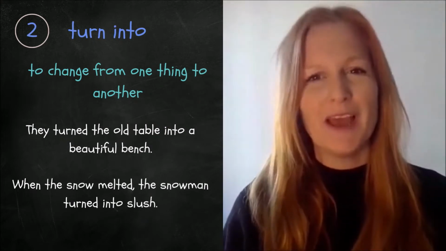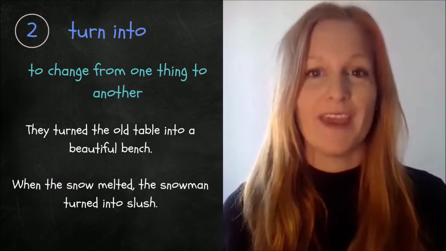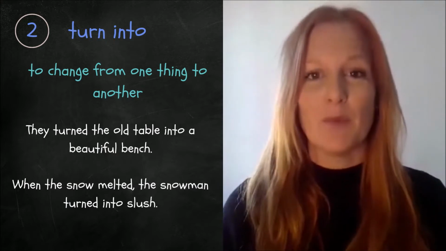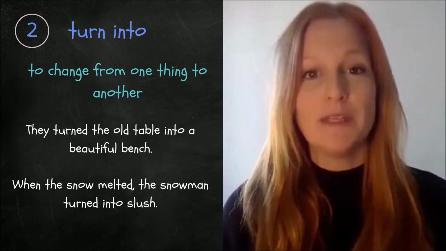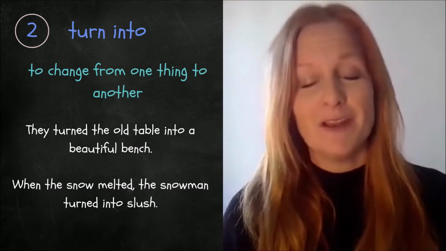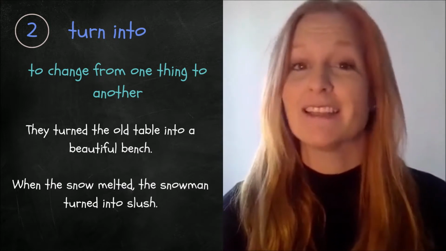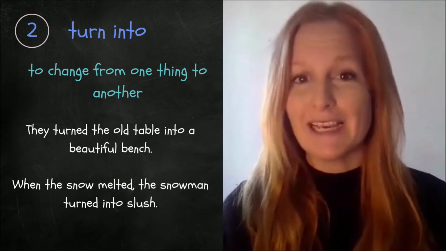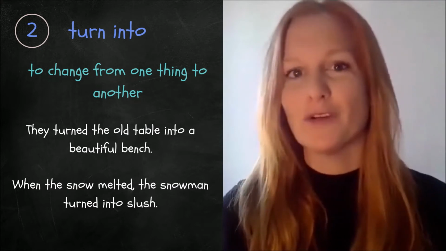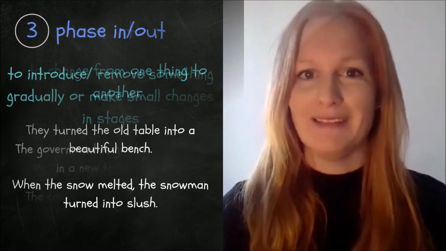Number 2 is to turn into, and to turn into means to change from one thing to another thing. For example, they turned the old table into a beautiful bench. Or, when the snow melted, the snowman turned into slush. Slush, if you don't know what that means, basically means melted snow or very watery snow. It's that substance that is formed when the snow begins to melt.